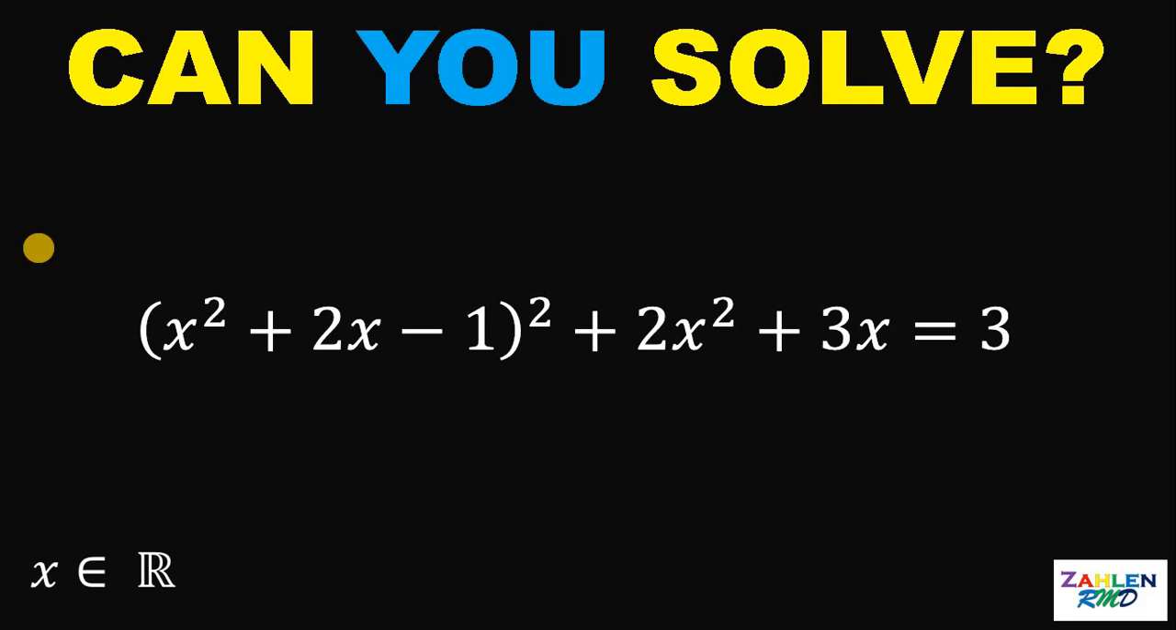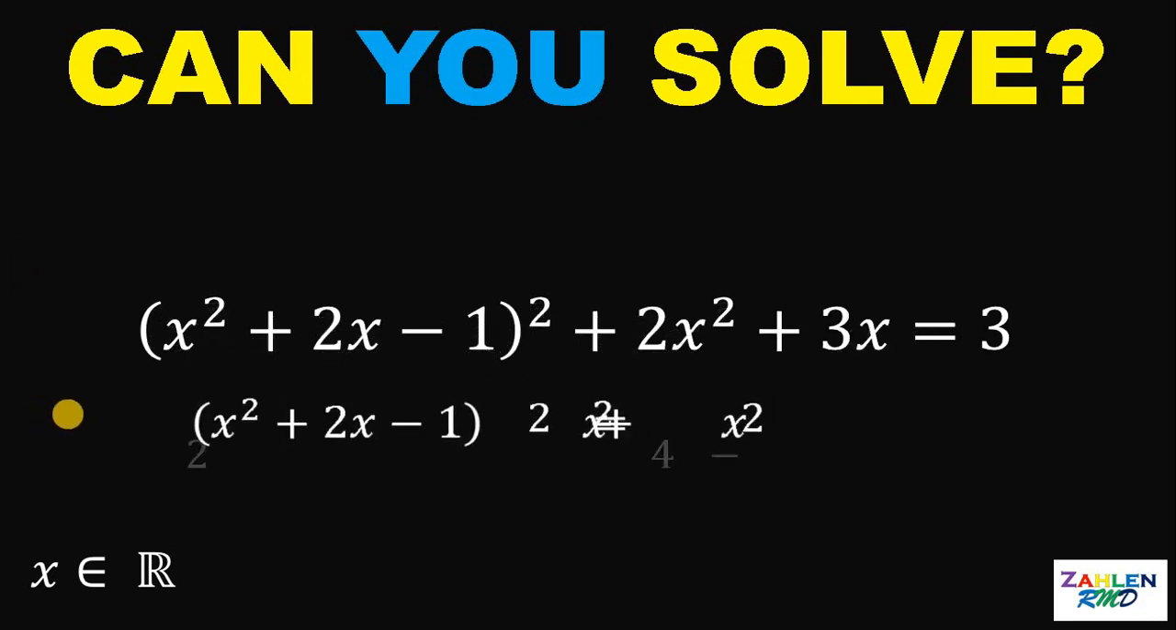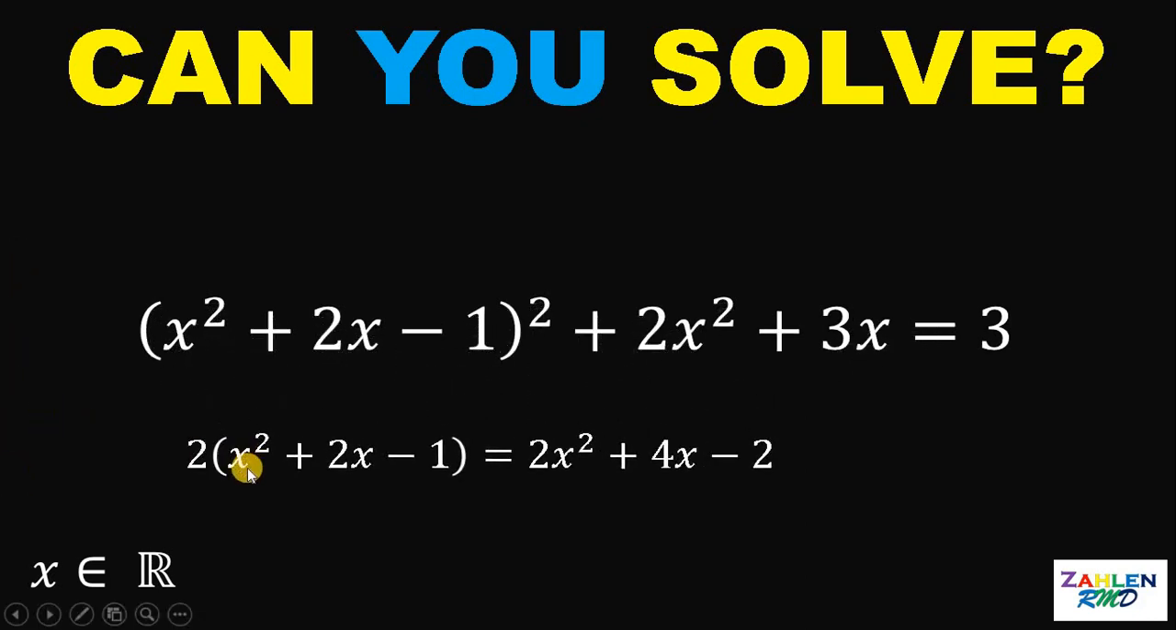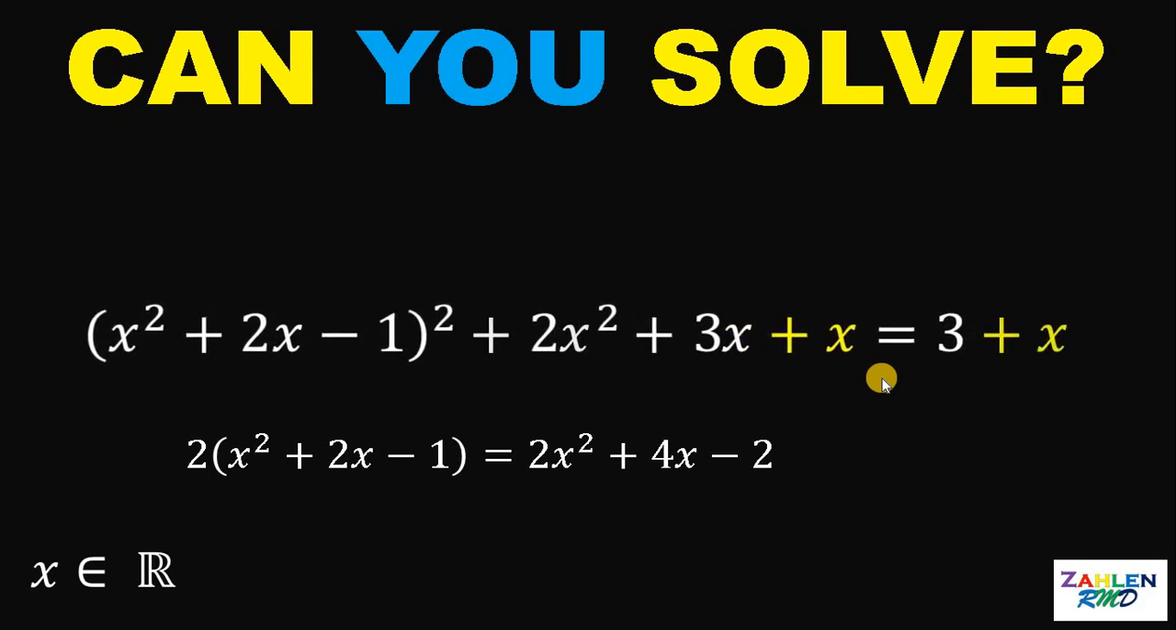Now let's do that. First thing is to take note that 2 times the quantity x squared plus 2x minus 1 is equivalent to 2x squared plus 4x minus 2. Now take note that we have here 2x squared, so we don't have problem on the first term. But we only have 3x, but we want 4x. So what we're going to do is to add x on both sides. The reason is 3x plus x is just 4x.